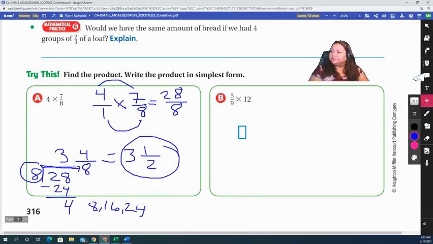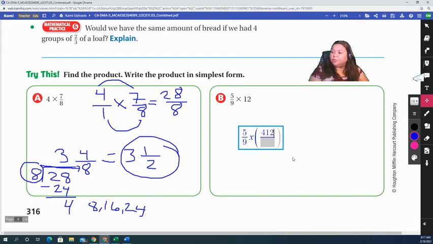Now let's do it again. I have 5 nines times 12. Remember that any whole number, to make it into a fraction, I'm putting it in parentheses because it won't let me make the fraction. But it's the same thing.